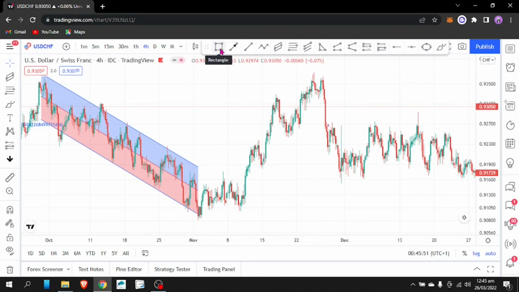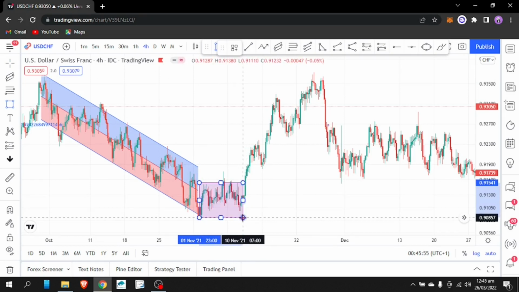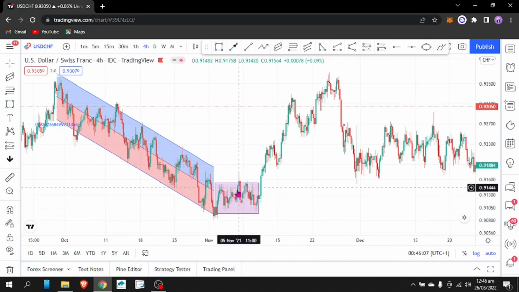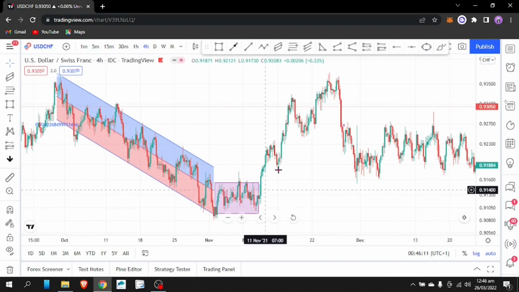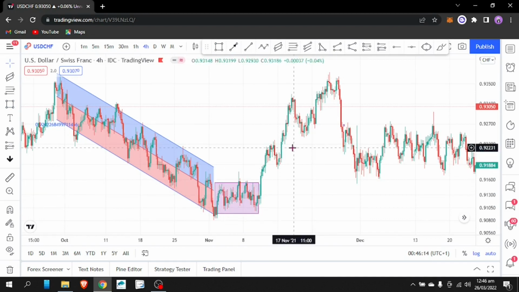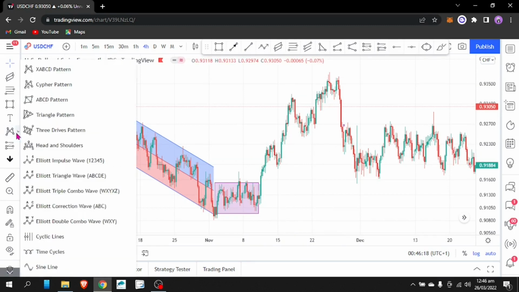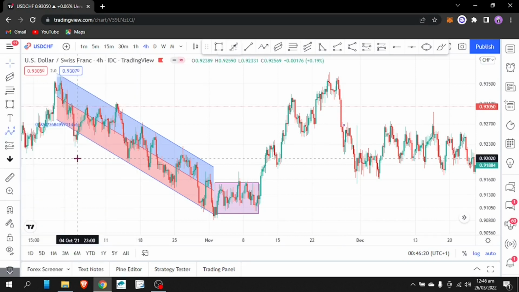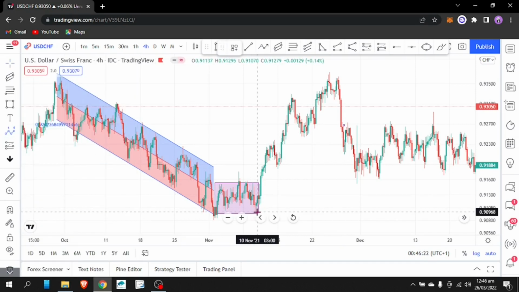Now you can use this rectangle box to plot out your consolidation. This tool can also be used to separate consolidations from trendy moves. Now back to Elliott waves. Like I earlier told you, you can come to this tool. Now if I click on this tool, I will be able to use this tool.